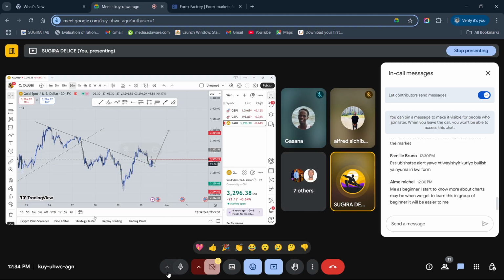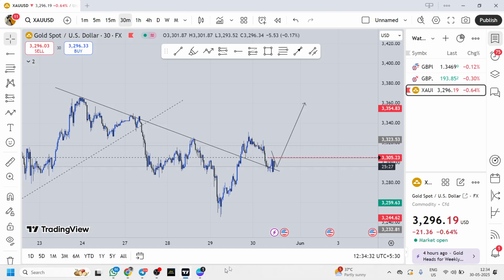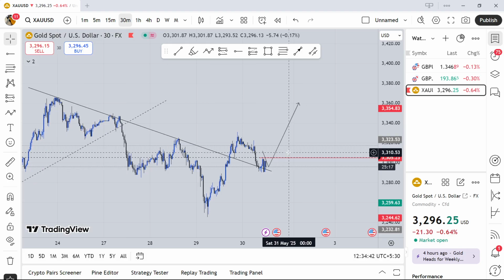Yeah, you can see that if we would have entered in the market, it was still against us. So to me, we are waiting for the market to give us a clear change of character. The market has to break this level, then we consider entering the trade.